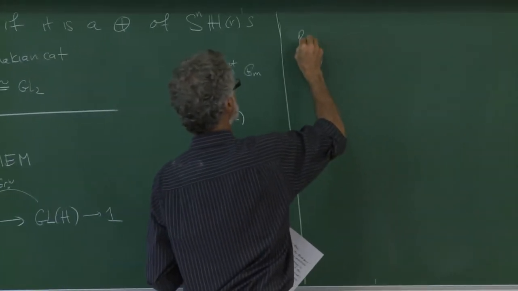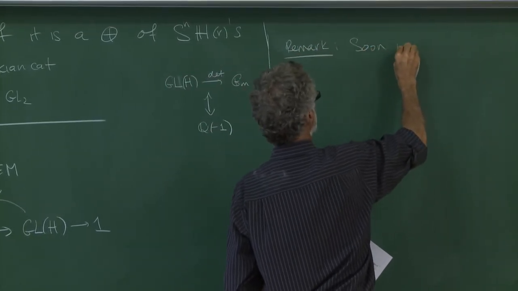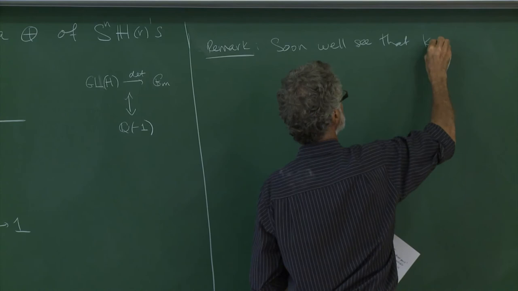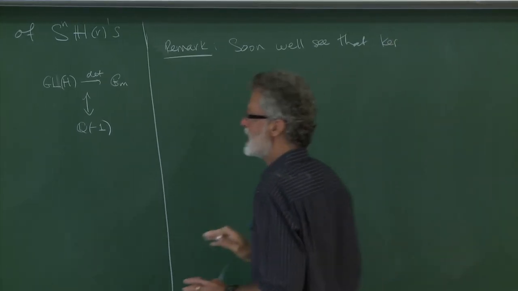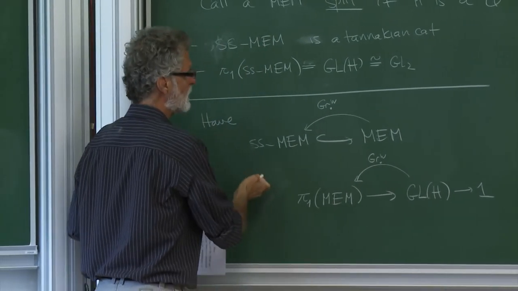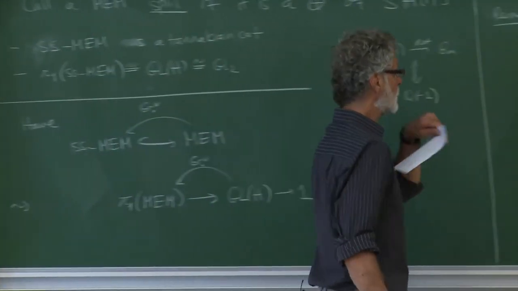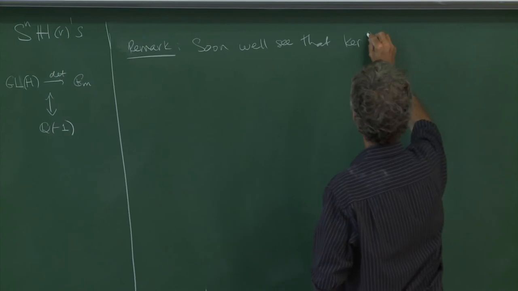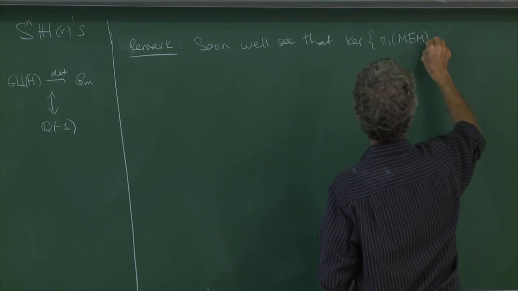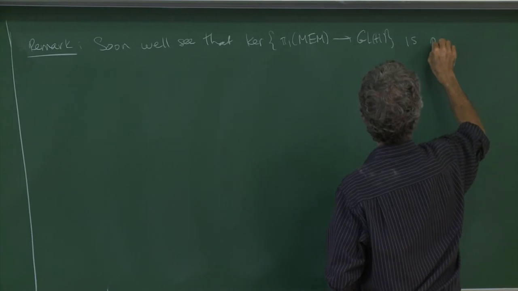We'll see soon that the kernel, I mean, it stands to reason because the kernel should be telling us about extensions, and in the theory of motives, you can only extend by stuff of lower weight. But we'll see it another more direct way. The kernel of pi 1 of mixed elliptic motives into GLH is prounipotent.